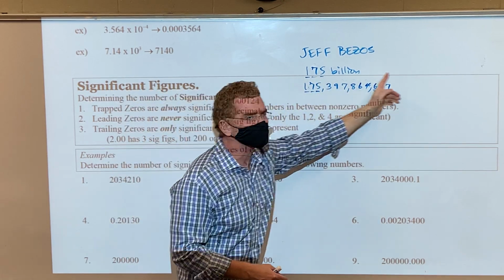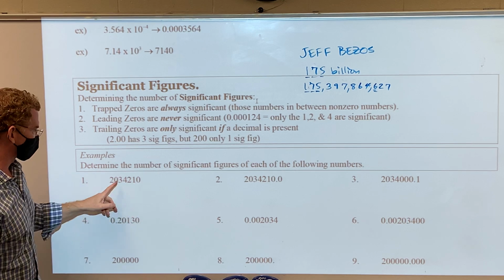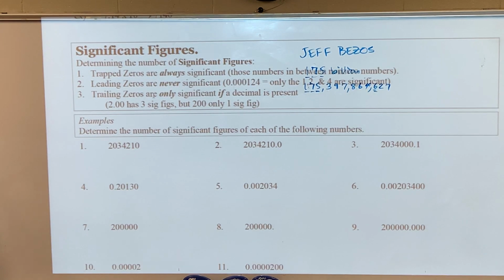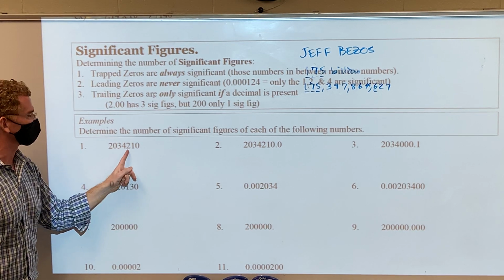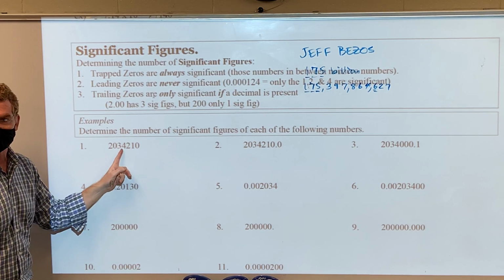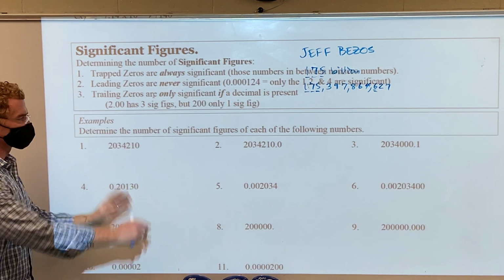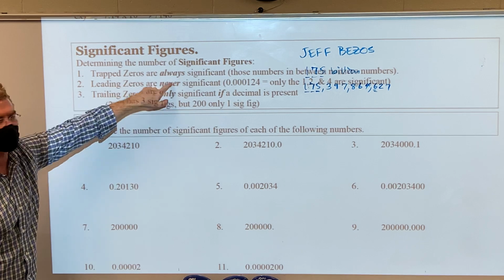But all those other zeros, do I use them or not? So the zeros are usually one of the things in question. To determine SigFigs, and I wrote down a bunch of options for you, here's what you're going to do. Obviously, any nonzero number is significant, and any zero in between those numbers is significant. So trapped zeros are always significant.